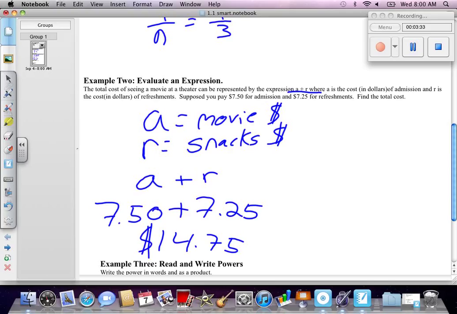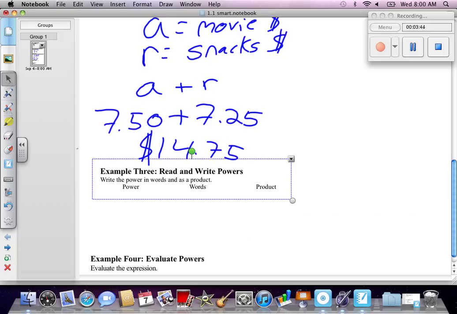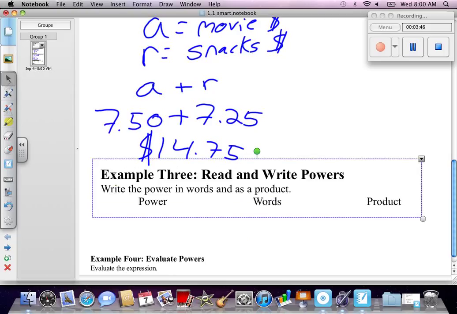I'm going to move it up a little bit, but I'm not going to make it disappear. All right. What we are going to do next is look at the power that's given. We're going to write it out in words, and then we're going to write the answer. That's what the product is. Okay. So I'm going to move this up now.